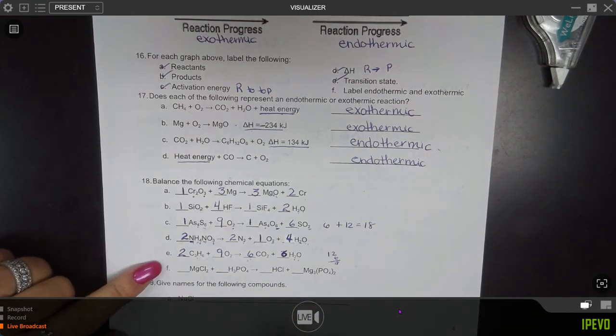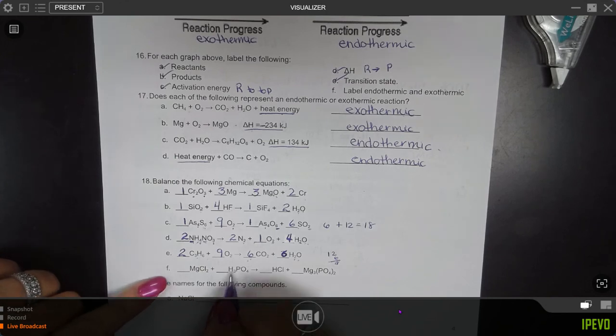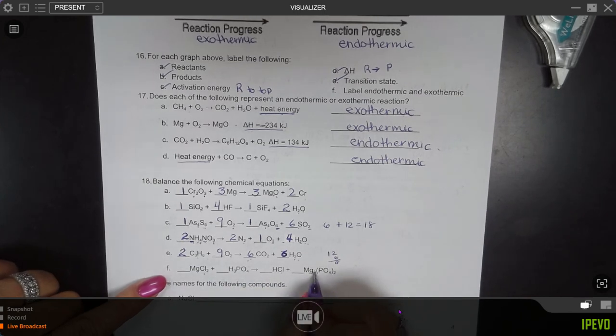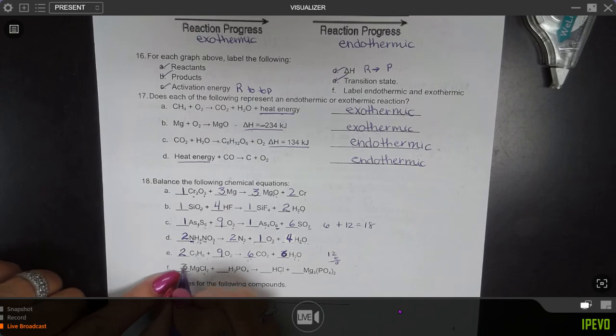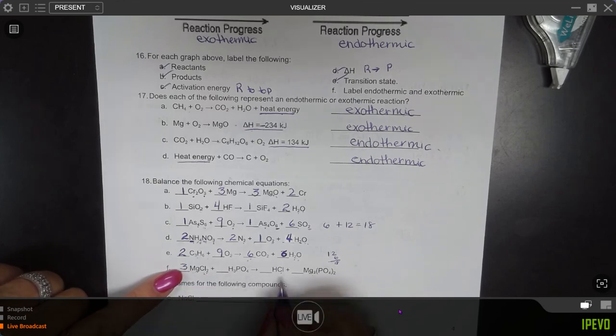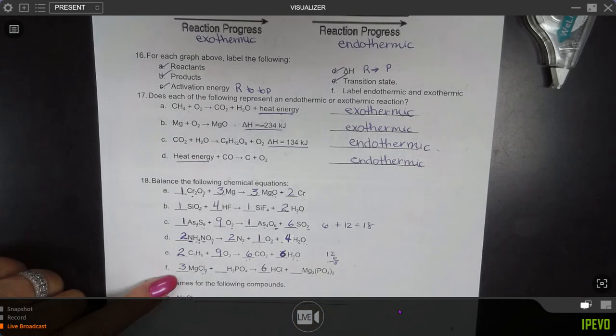And finally, let's see. So I have 2 chlorine here, 1 chlorine here. I have 1 magnesium, 3 magnesium. So let's do that. Let's make this a 3. So now I have 3 magnesium on the left, 3 magnesium on the right. This gives me 3 times 2, so 6 chlorine. So I'm going to put a 6 here.